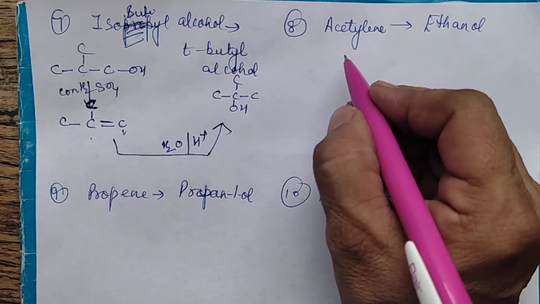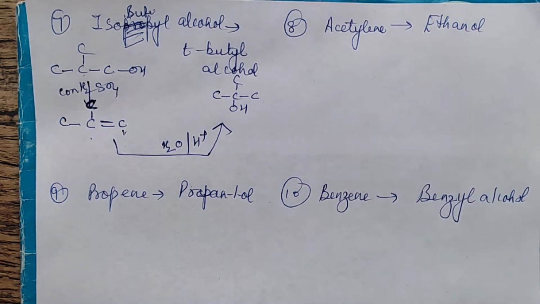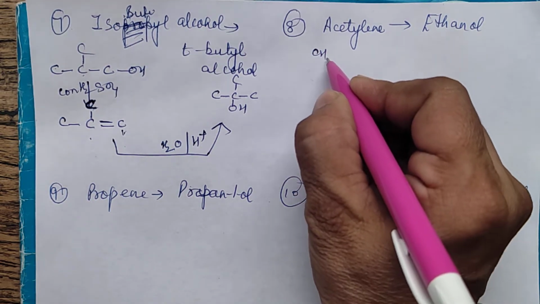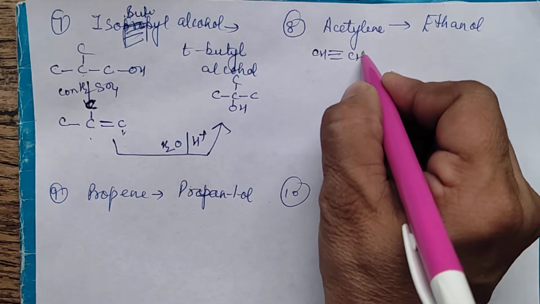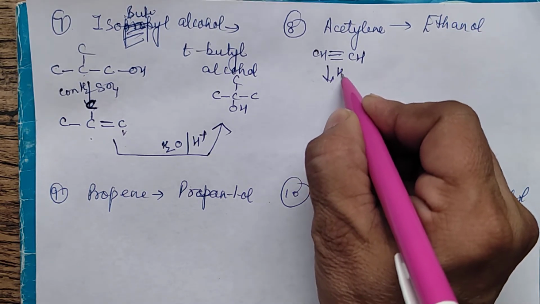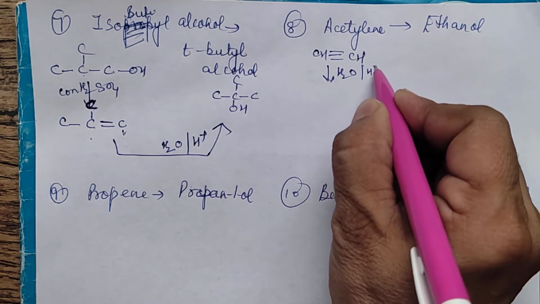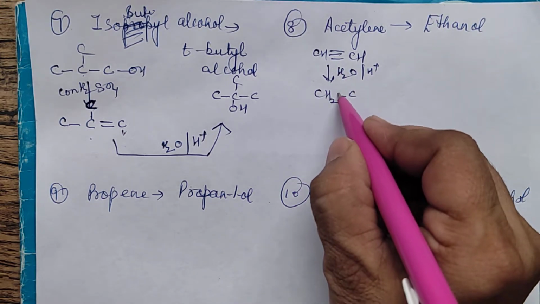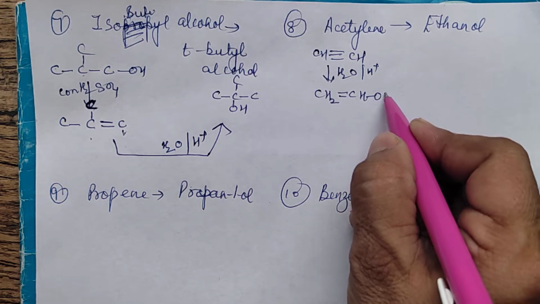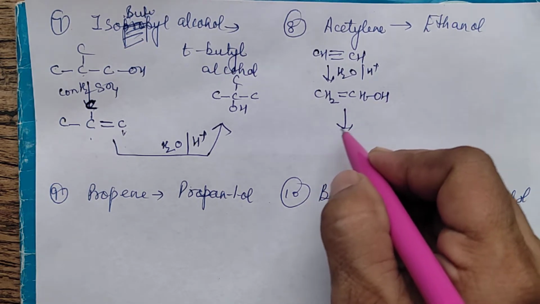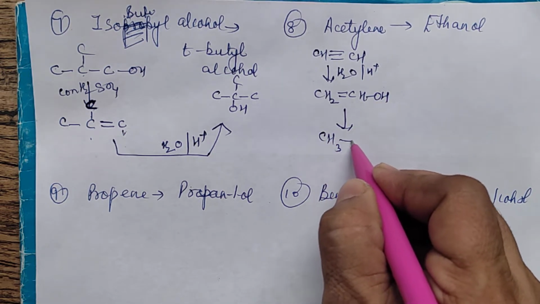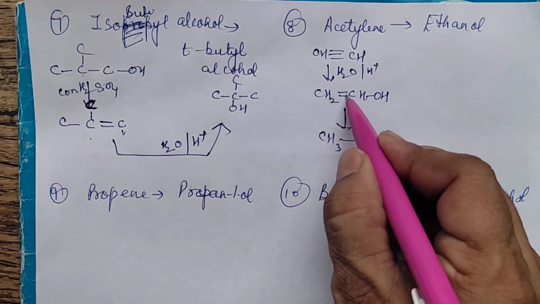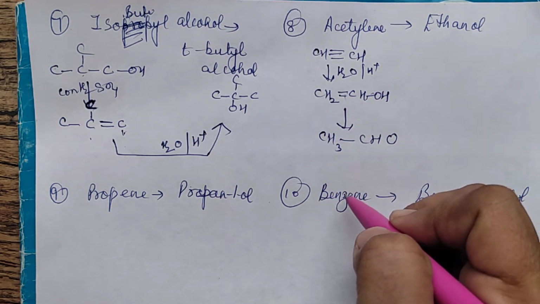Acetylene to ethanol. Okay. So first you take ethyne. You treat with water in the acid medium. You will get first water added on. It's a symmetrical one, so no issues at all. Vinyl alcohol first, which will undergo tautomerism and will result in the formation of acetaldehyde. This H goes here, double bond comes, you'll get acetaldehyde.